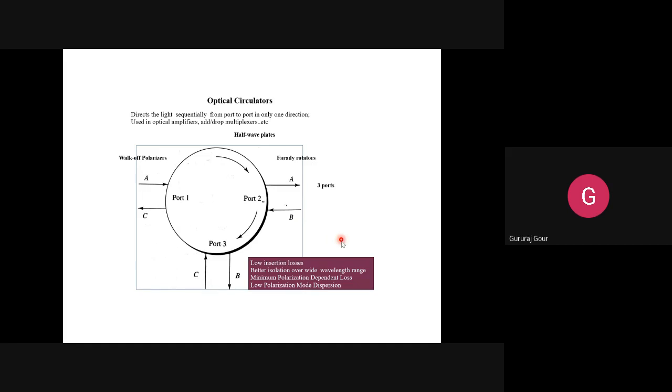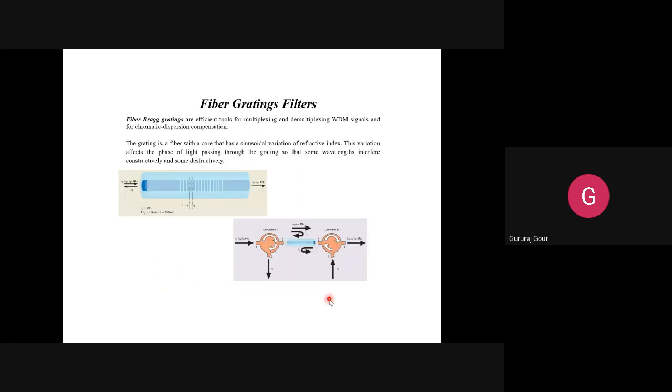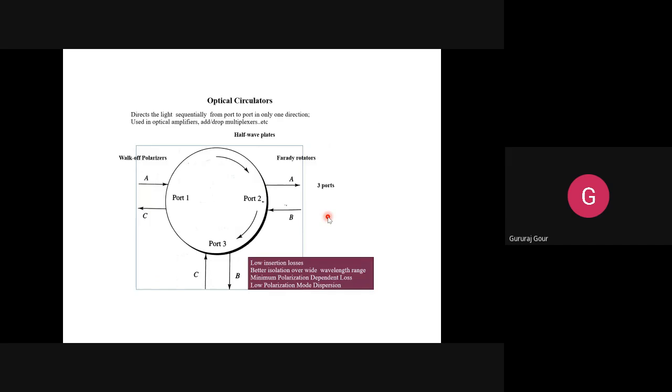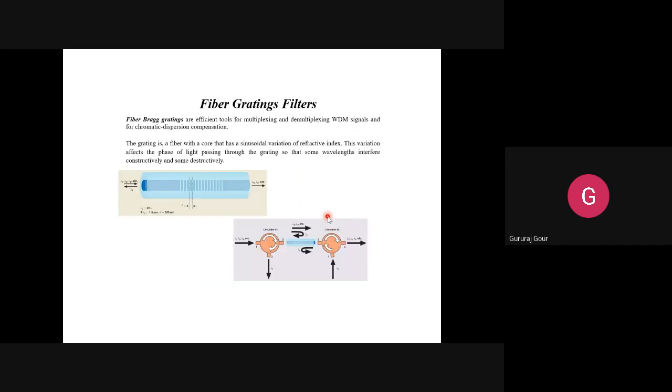So the main features: low insertion losses, better isolation provided over a wide wavelength range, minimum polarization dependent loss, low polarization mode dispersion. So let us see one of the important applications of this circulator.